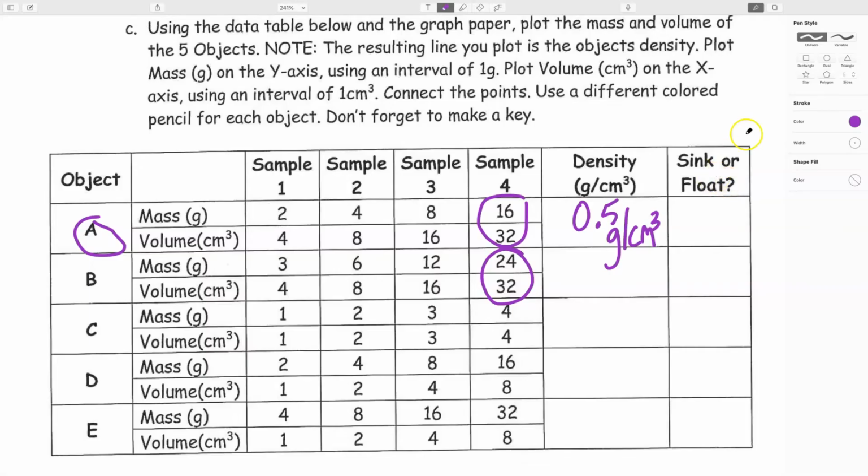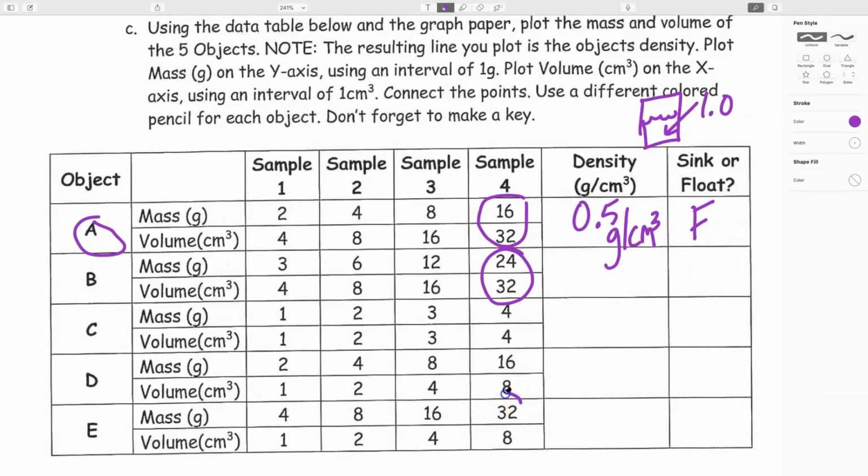Now, in this last column, they ask you about sink or float, and they mean if this object, given its density, was put in water, whether it would sink or float. Well, what we know about water is if we take a cup of water, right, water has a density of 1. So in the first example, when you do 16 divided by 32 to get 0.5, that is less than 1. And anything that has a density less than 1 is going to float. So I'll put an F there for float, or write out the word float.